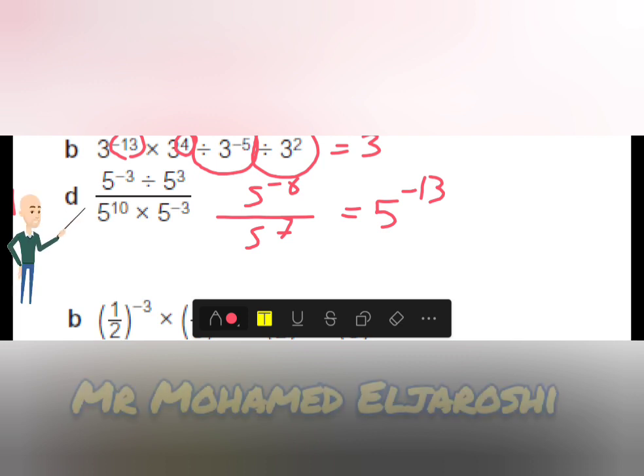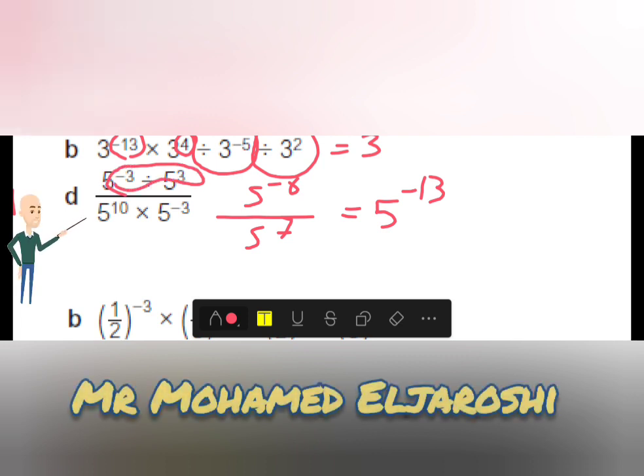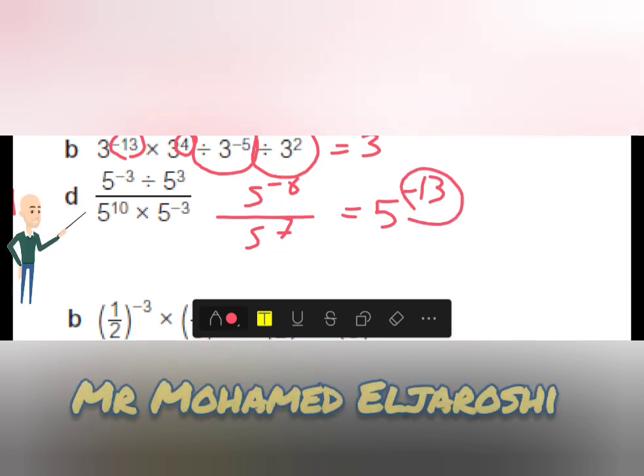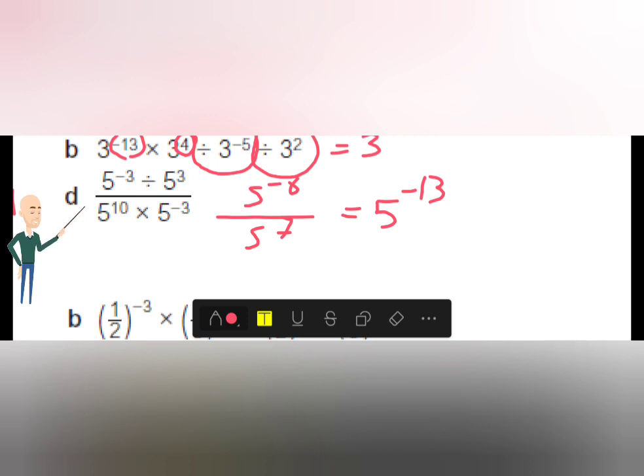So the first thing I did, I subtracted these powers because it's division. I got negative 6. And then added these. I got 7. And then subtracted these. I got negative 13. And this is how you answer a question like this.